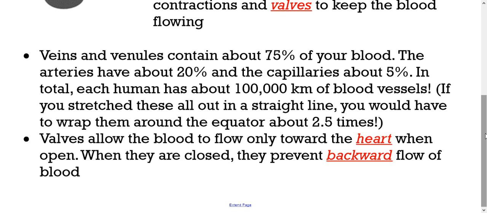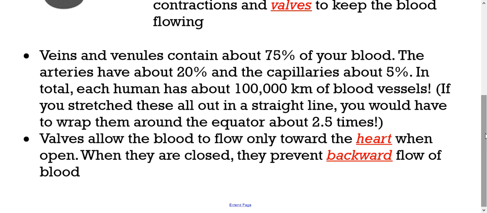In total, each human has about 100,000 kilometers of blood vessels. If you stretch them all out in a straight line, you would wrap them around the equator about 2.5 times. Valves allow blood to only flow back towards the heart when they're open. When they're closed, they prevent that backflow.